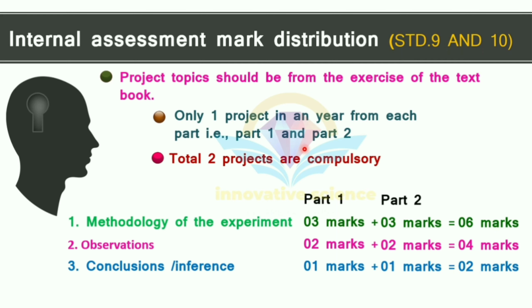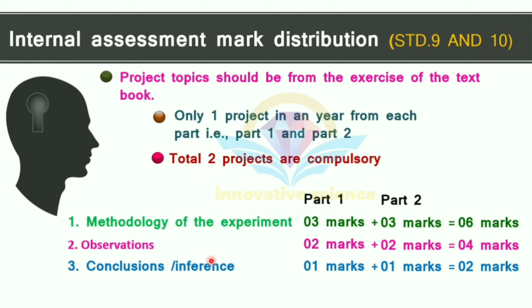Now let's study the mark distribution of experiments. In the practical examination, how marks are given for you. For part 1 and part 2, I give here a separation. Methodology of experiment has 3 marks for each part. Methodology of experiment gives 3 marks. That means total 6 marks.